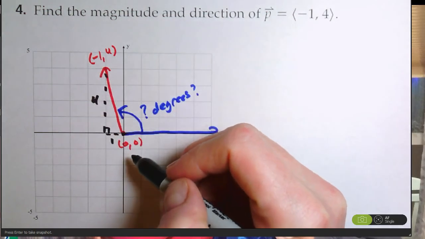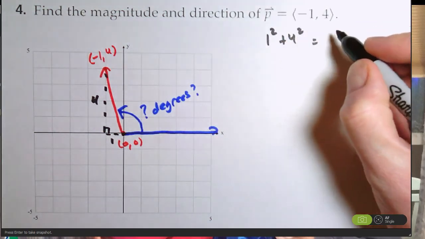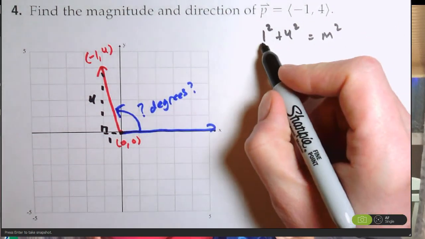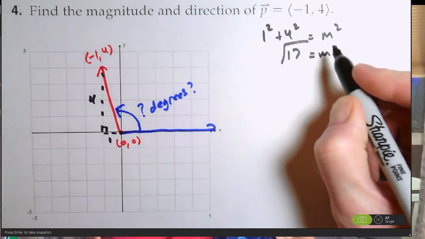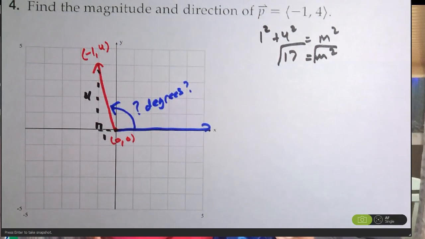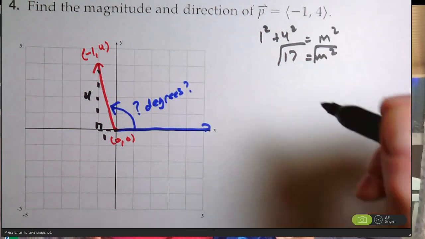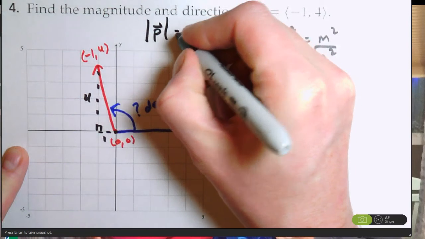I just do the Pythagorean theorem. So for me, I would do 1 squared plus 4 squared equals, let's call it m squared because it's magnitude, or you can call it c squared because it is the hypotenuse. So 1 squared is 1, 4 squared is 16, so 17 equals m squared. Take your square root, just to get a decimal approximation. Square root of 17 is 4.1, because nearest tenth is enough. So the magnitude of vector p is 4.1.